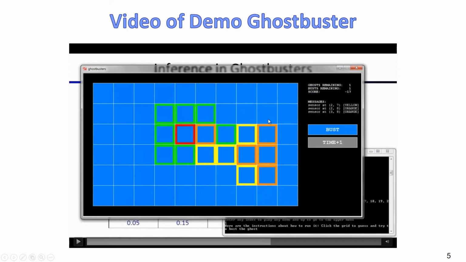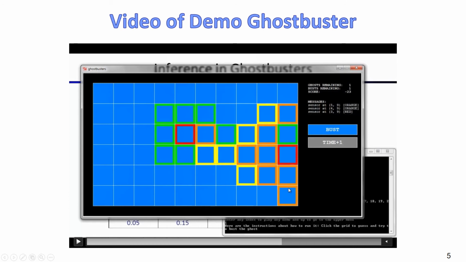So it seems like we are closer to the ghost. So we'll continue sensing. Okay, so we got red here. Red surrounded by oranges. So that means that the probability that the ghost is here seems like more than the probability that the ghost is here.